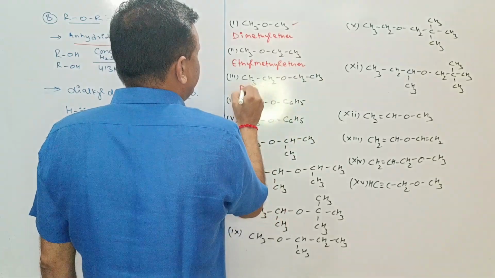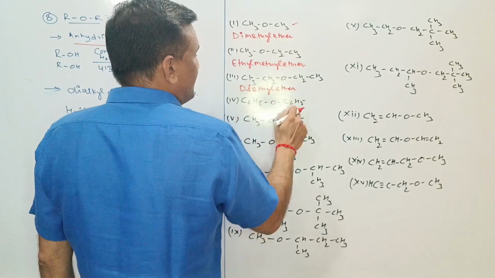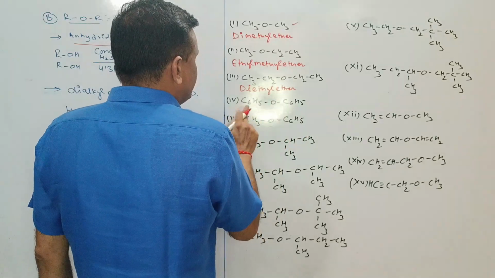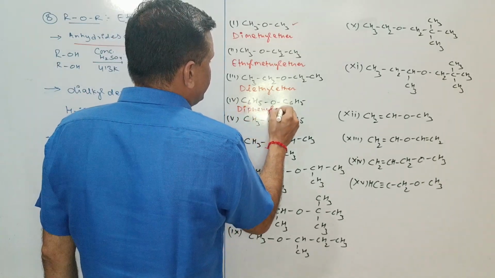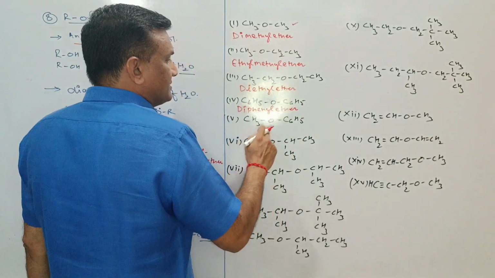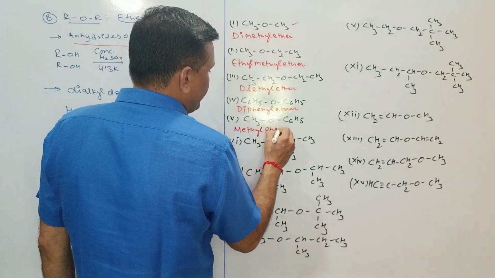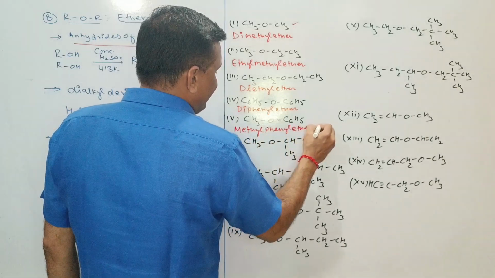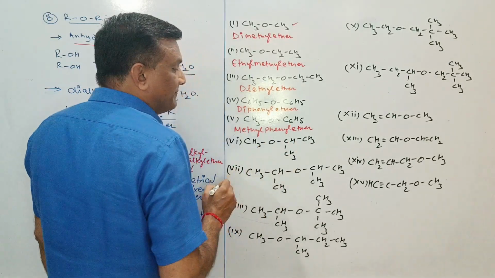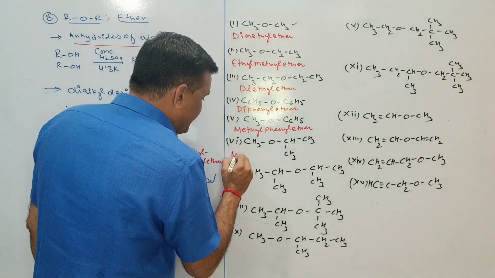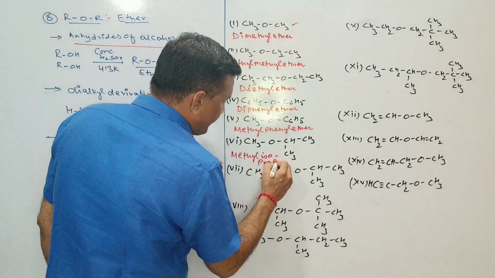Both are the same, so it will be diethyl ether. Both are phenyl, so we will call it diphenyl ether. This is called, alphabetically, methyl phenyl ether. This is your methyl, this is the isopropyl. We will go with the P of isopropyl, so the name will be methyl isopropyl ether.